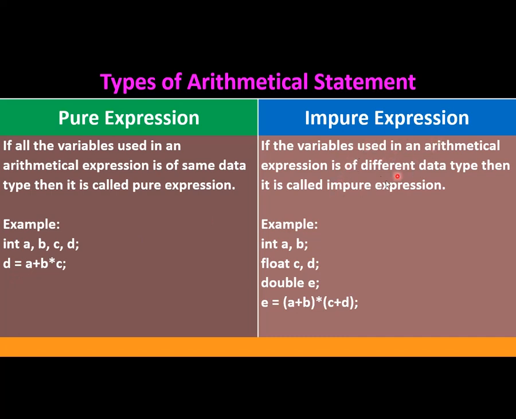Now what is impure expression? Now in impure expression, the data types of the variables are different. Look at the example, int a, b, float c, d, double e. So various variables are of various data types. Now e = a + b * c + d. So it is an impure expression, and impure expression is also known as mixed expression.